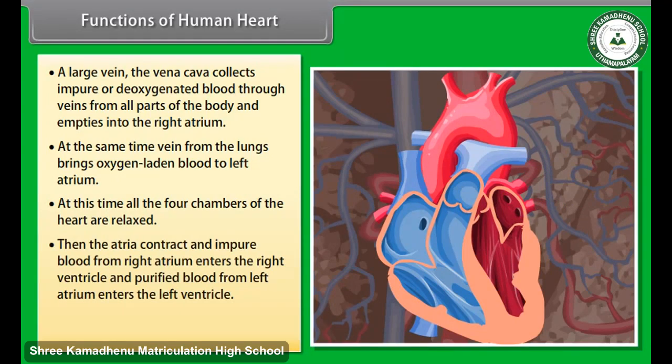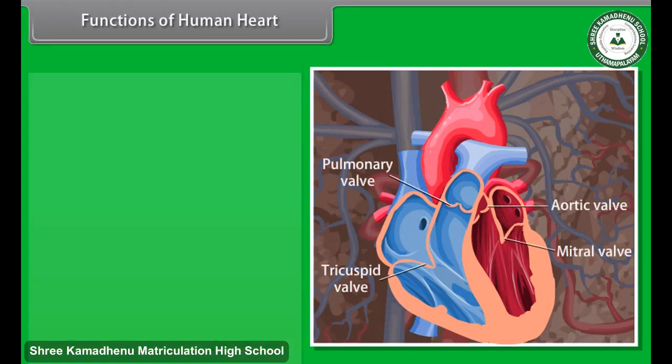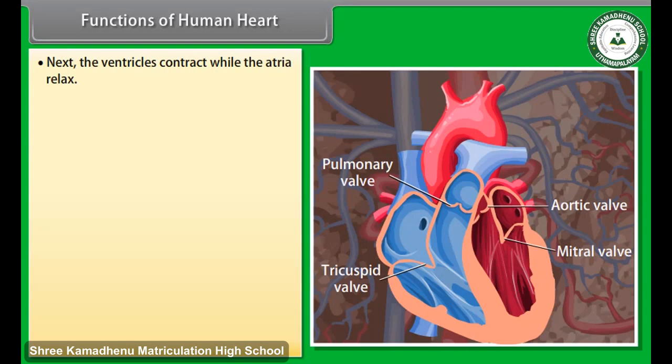Then the atria contract, and impure blood from the right atrium enters the right ventricle, and purified blood from the left atrium enters the left ventricle. Valves within the heart prevent blood from flowing back. Next, the ventricles contract while the atria relax.